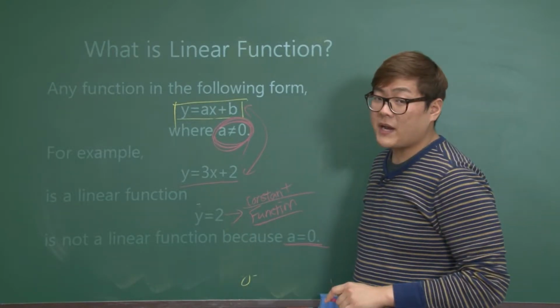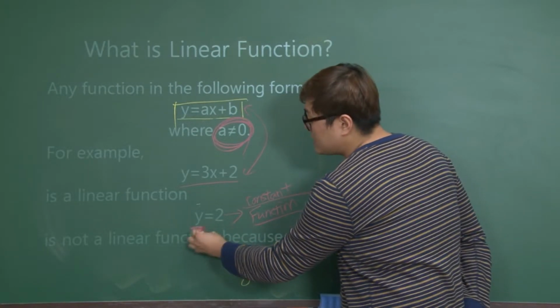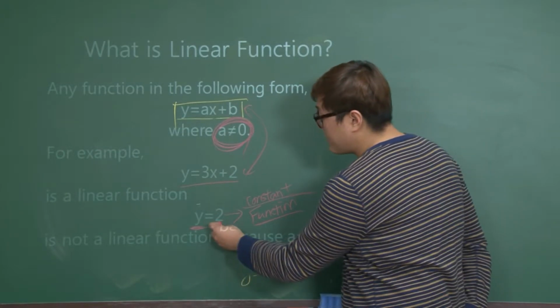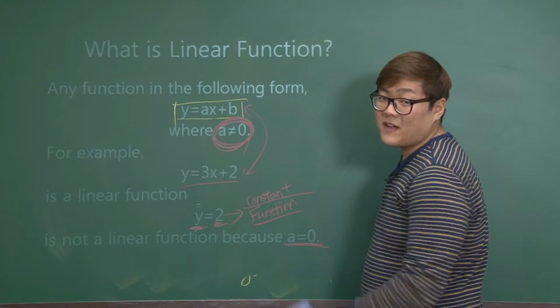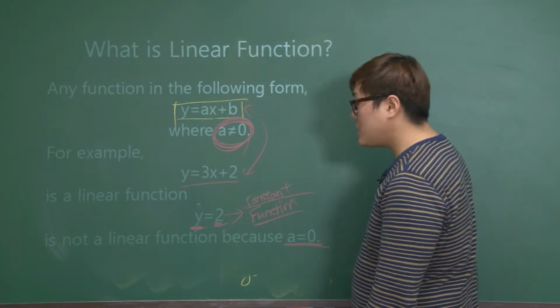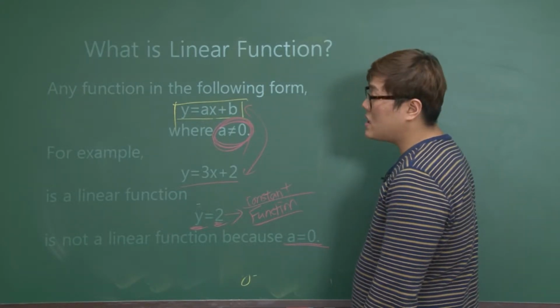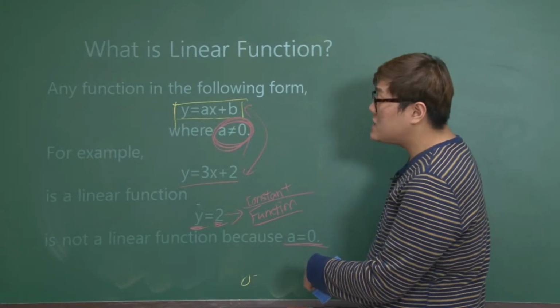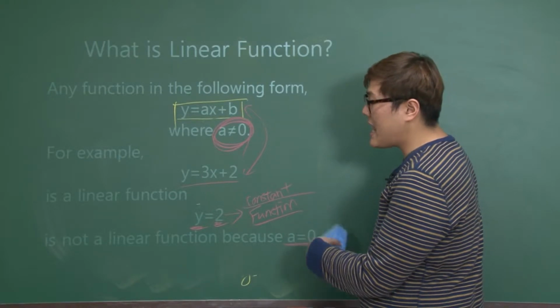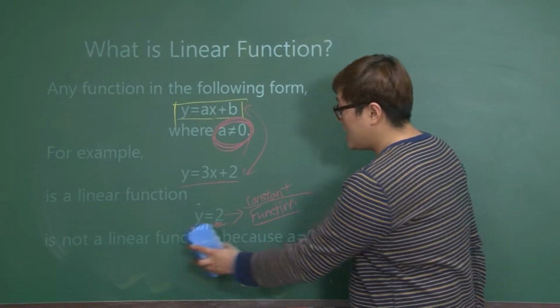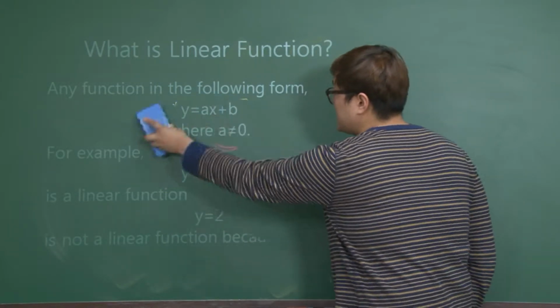Constant means the number, right? So no matter what the value of x is, y is always going to be 2. That's why it's called constant. It doesn't change. The value of y doesn't change. So that's why it's called a constant function. Keep in mind, any function in the following form, y equals ax plus b, is called a linear function, and a cannot be 0. Okay, so let's move on to the next slide.